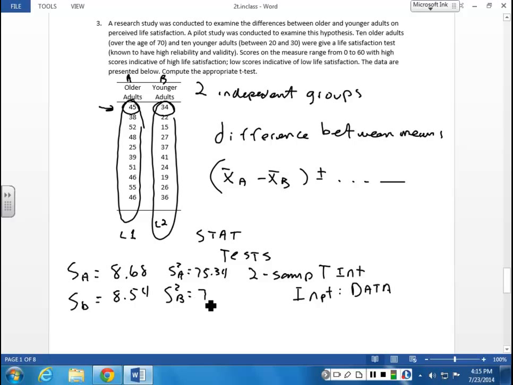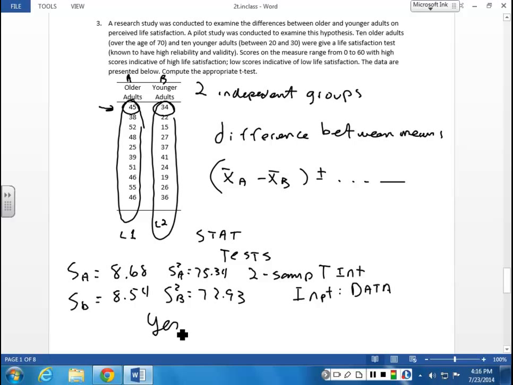And that's 72.93. Well, neither of those is more than twice the other. Therefore, I should have answered yes. This is going to be pooled. So I'm going to go back now and do stat tests, back down to the 2-sample t interval, and everything else is the same except for make sure you say yes to pooled.